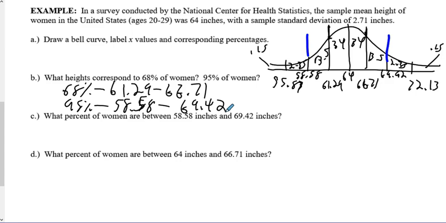Now, C is kind of redundant. What percent is between 58.58 and 69.42? We've already answered that. 95%. What percent are between 64 and 66.71? Well, 64 is here, 66.71 is here. That's 34%. And that is it.